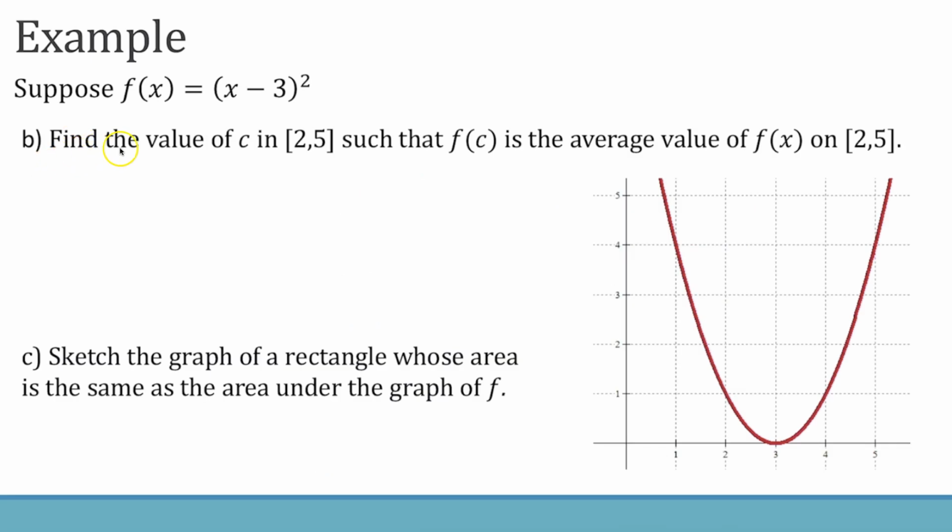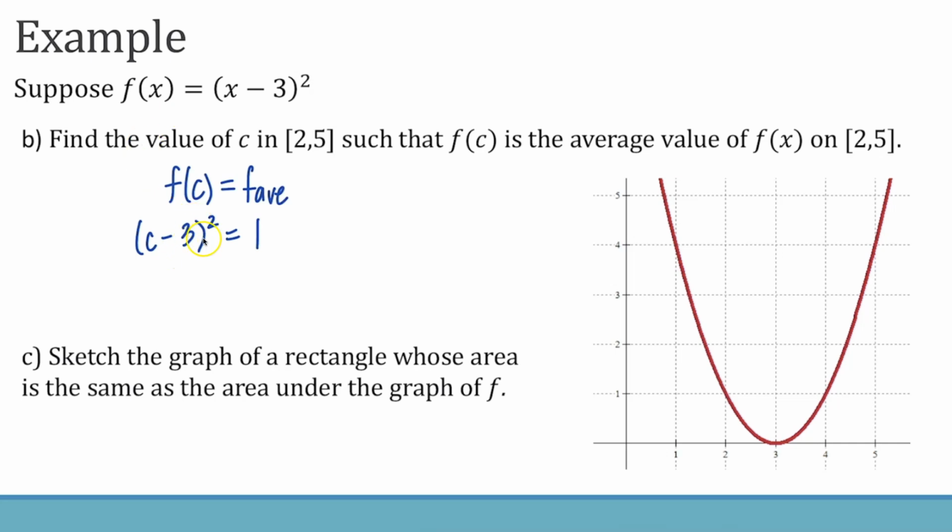Now let's move on to part B. We want to find the value of c in the interval from 2 to 5 such that f of c is the average value of f of x on 2 to 5. So we're trying to solve for c using the fact that f of c has to equal f average. F of c simply means plugging c into the x in the f of x function. So we set up the equation c minus 3 squared is equal to f average, which we just computed in the previous part to be 1.